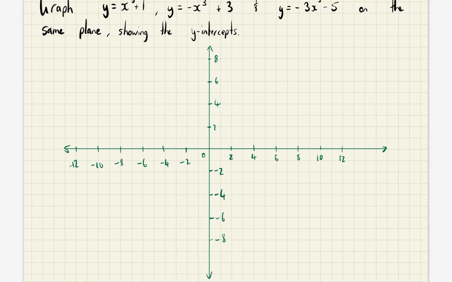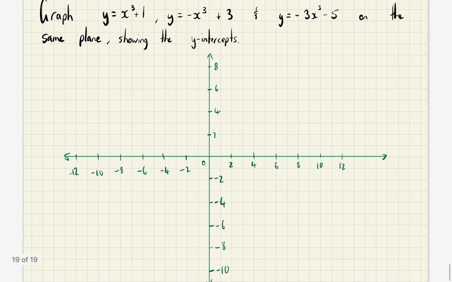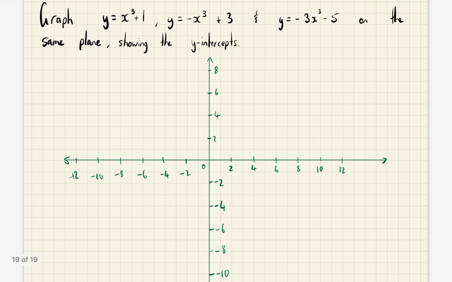Okay, and once again, the reason why we want to do it on the same axes, even though it looks messier, is because we want to have some time to ourselves. So we don't want to be drawing these axes all the time. Now, it says on the same plane, showing the y-intercepts.